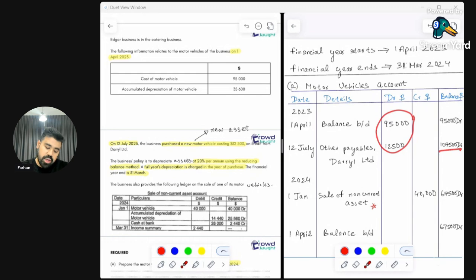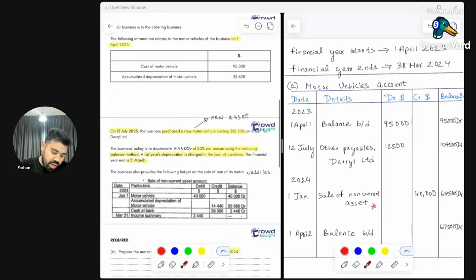All right, then what's next? We know that based on the last table that we're given in the question, we have sold one non-current asset during the year. How do we know that? You can see that we are given the sale of non-current asset account, and in the sale of non-current asset account on 1 Jan 2024, we have been given motor vehicle with the cost of $40,000.